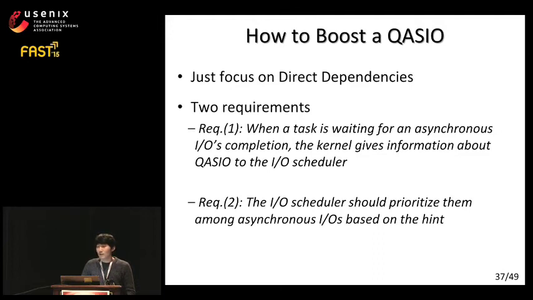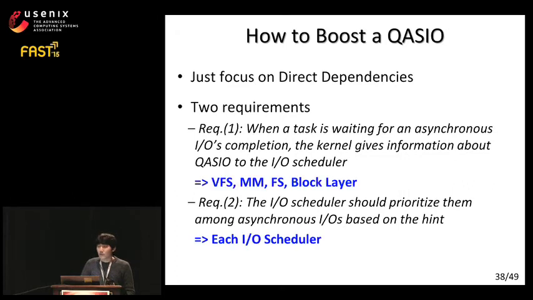Finally, we define 2 requirements to boost the QASIO. First, if a task is blocked waiting for the completion of an asynchronous I/O, the I/O is definitely QASIO. So the information about the QASIO should be transferred to the I/O scheduler. Second, the I/O scheduler should prioritize a QASIO and its own queues based on the received information.